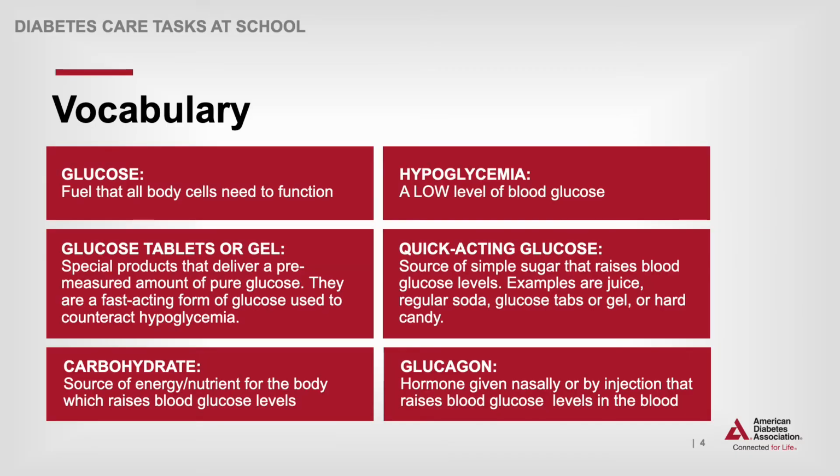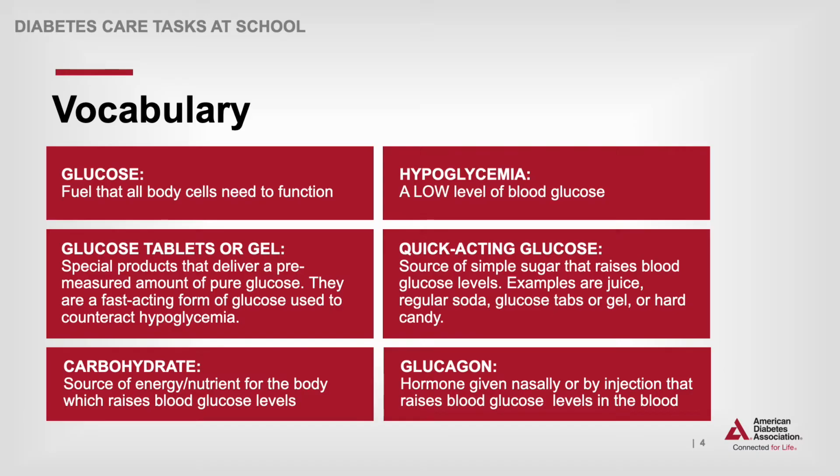Let's review a few vocabulary terms related to hypoglycemia. Glucose is a simple sugar found in the blood. It is the body's main source of energy. The terms glucose and sugar are commonly used interchangeably, the same for blood glucose and blood sugar. Hypoglycemia is a low level of glucose in the blood.